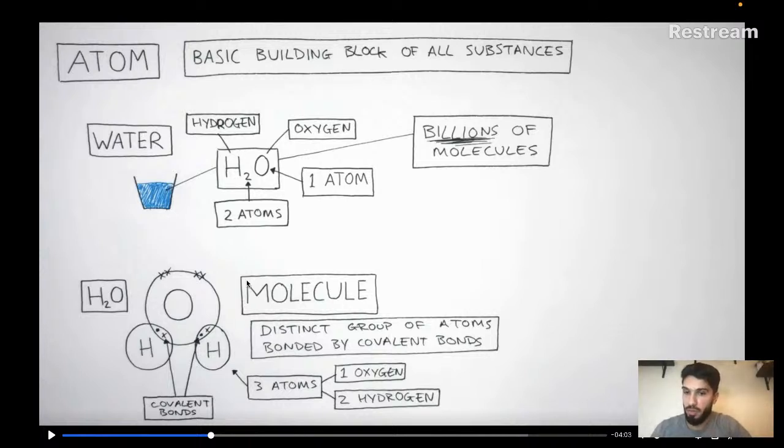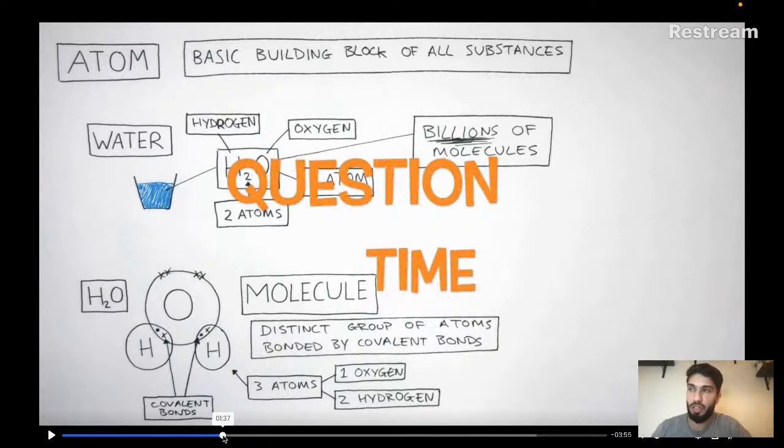So molecular comes from the word molecule. And we say simple because it means that it's an individual molecule that is by itself. Okay, so simple molecular structure. And structure just talks about how the atoms are arranged. So let's do question time.